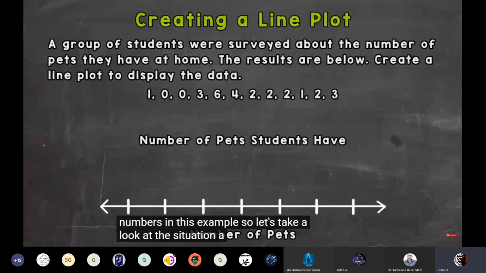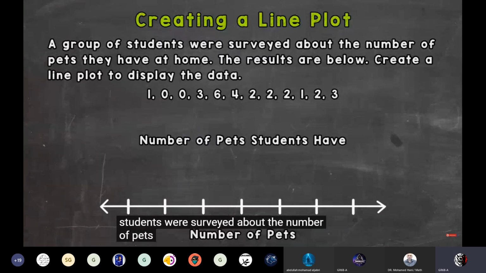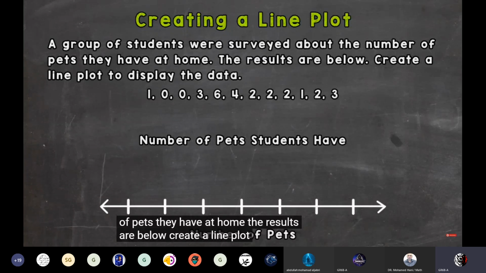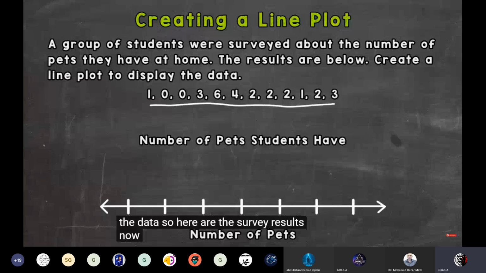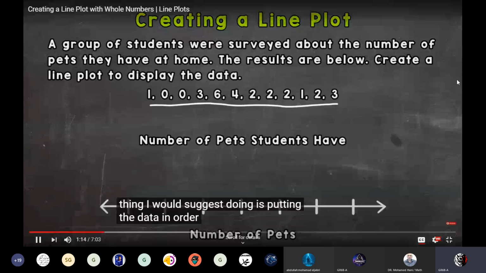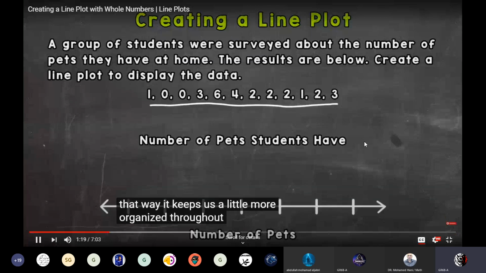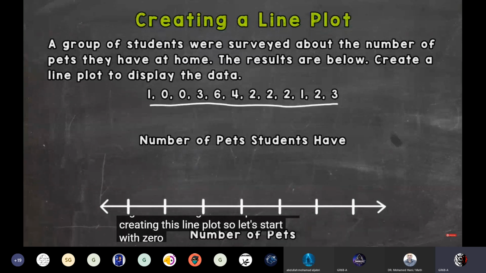But for now, we're just going to work with whole numbers in this example. So let's take a look at the situation. A group of students were surveyed about the number of pets they have at home. The results are below. Create a line plot to display the data. So here are the survey results. Now it's all out of order, so the first thing I would suggest doing is putting the data in order from least to greatest. That way it keeps us a little more organized throughout our process of creating this line plot. So let's start with 0.